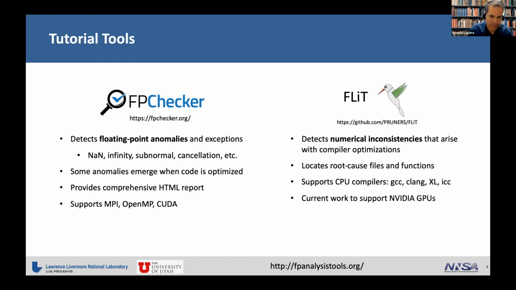FLiT detects numerical inconsistencies that arise with compiler optimizations. It can locate the root cause files and functions. When these functions and files are associated with a particular optimization level, and you see inconsistencies, you can isolate where the problem is coming from and potentially change that function and maybe use a different optimization level for that function, and then your problem could be solved. Right now it supports CPU compilers, GCC, Clang, and others, and there is current work to support NVIDIA GPU compilers.